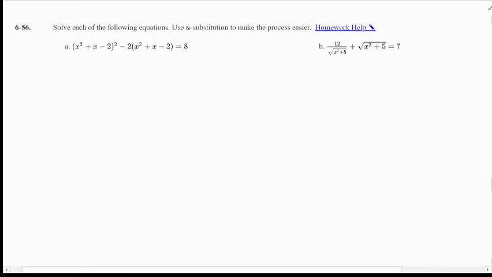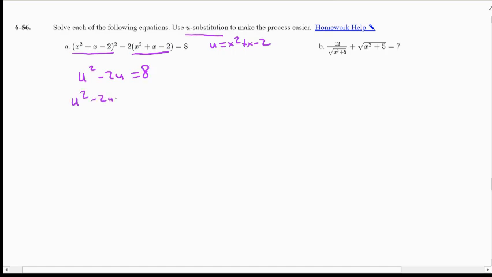All right, so here we're asked to solve each of the following equations, and it's nice enough to give us a hint for using u substitution to make the process easier. So for the first one here, I'll do in purple. To make this easier, I see the repeating thing that I'm going to set u equal to is x squared plus x minus 2. So then when I plug that in, I get u squared minus 2u equals 8.